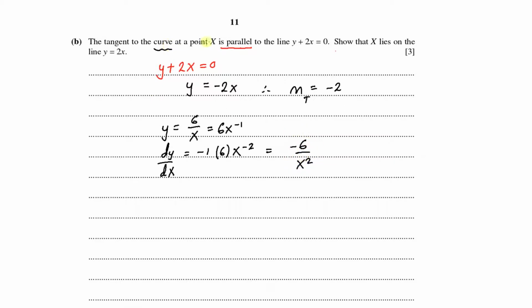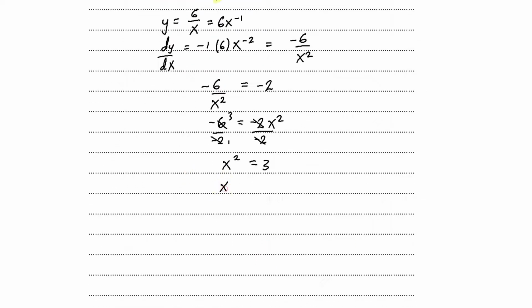Now the curve at the point x has the same gradient as the gradient of the tangent, which means that we can equate the gradient function minus 6 over x squared to the gradient of the tangent, which is minus 2. So I'll multiply both sides by x squared to get minus 6 is equal to minus 2x squared. And dividing both sides by minus 2, I get x squared is equal to 3, which gives me the value of x after square rooting both sides to be plus or minus the square root of 3.